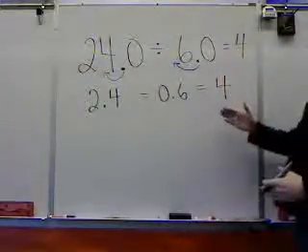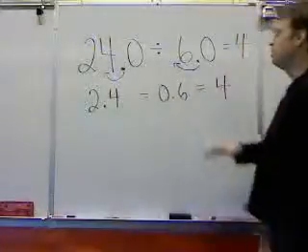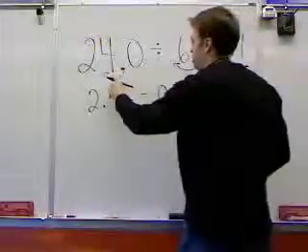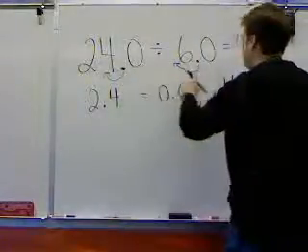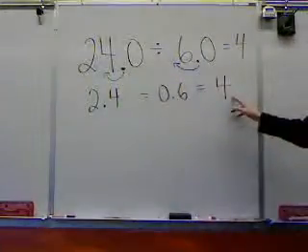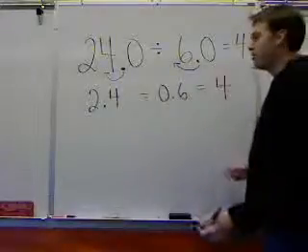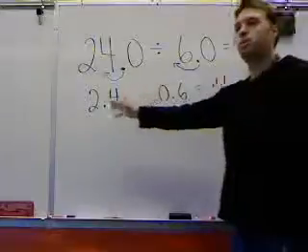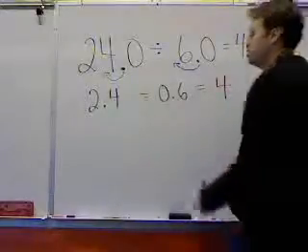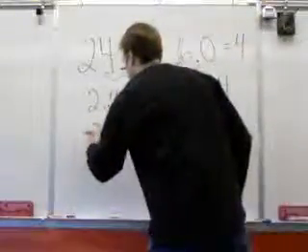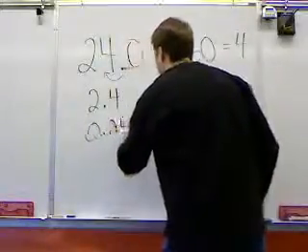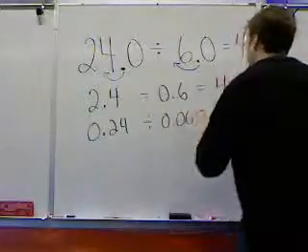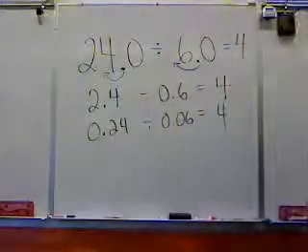So even though we have changed the numbers by moving the decimal place, because we've moved the decimal place the exact same amount in both numbers, our answer does not change. As a matter of fact, we could do that as many times as we want, as long as we're moving them an equal number of spaces for both numbers. So for example, if I change this to 0.24 divided by 0.06, my answer is still 4.